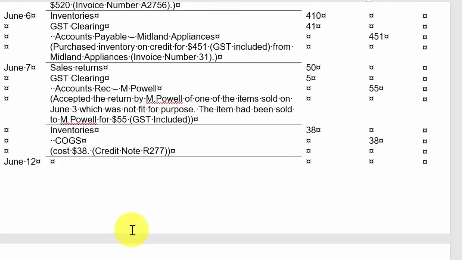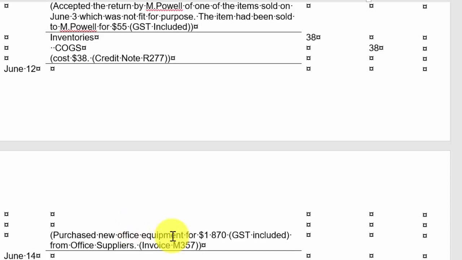All right, on June the 12th, we purchased some office equipment for $1,870. That's got GST included as well. So we've got office equipment as an asset account. That's on the debit side. We've got another item. We must claim back our GST. Let's put that in.